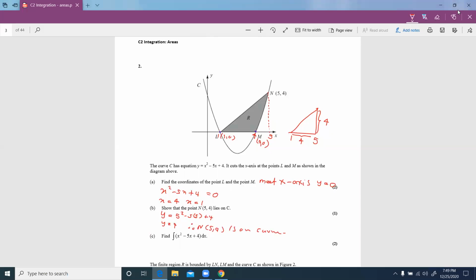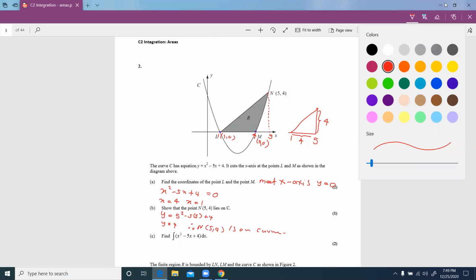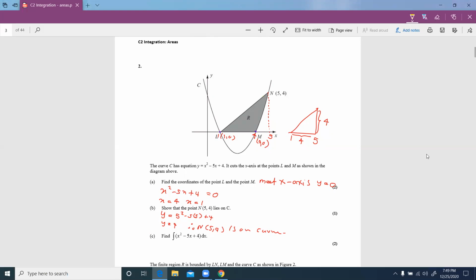That means we already found this area. If I use a different color to represent it, for the moment I just found this whole area. Now, to obtain the required area over here, I need to remove this area out of this shape, this bit of it. If I remove this part, you can get this required area.